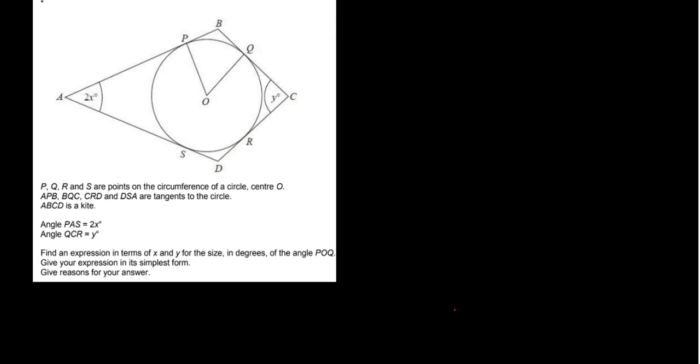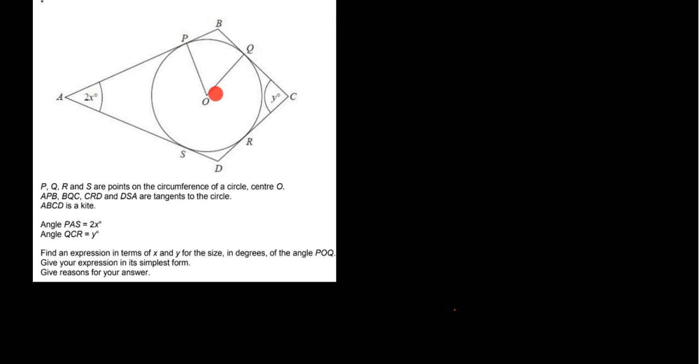These are tangents because they're touching the circumference of the circle at only one point, and DRC as well. It tells us over here they're all tangents to the circle. ABCD is also a kite, so that is this shape here. Angle PAS is 2x, so this one here. And angle QCR is y, that's that angle there. Find an expression in terms of x and y, in degrees, for the angle POQ.